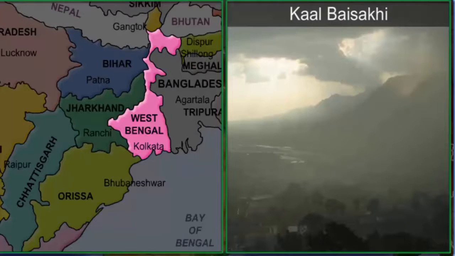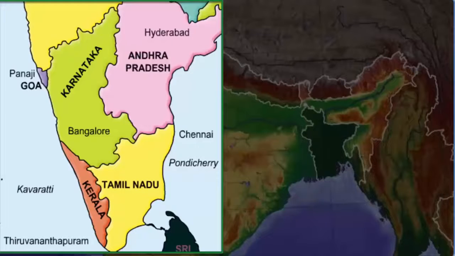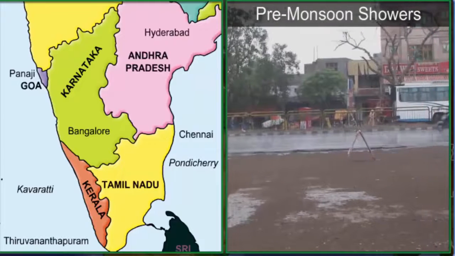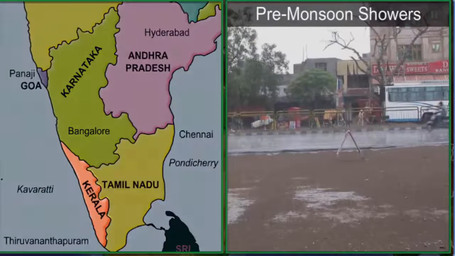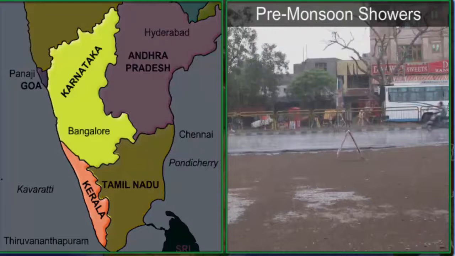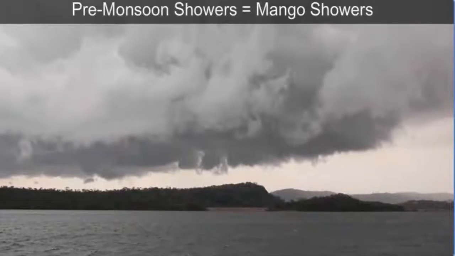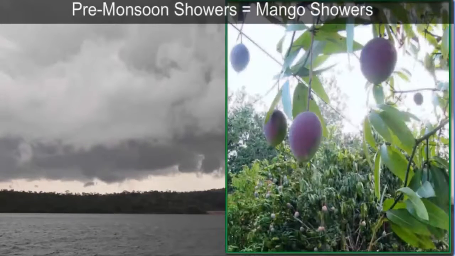Towards the close of the summer season, pre-monsoon showers are common, especially in Kerala and Karnataka. Pre-monsoon showers are often referred to as mango showers, as they help in the early ripening of mangoes.